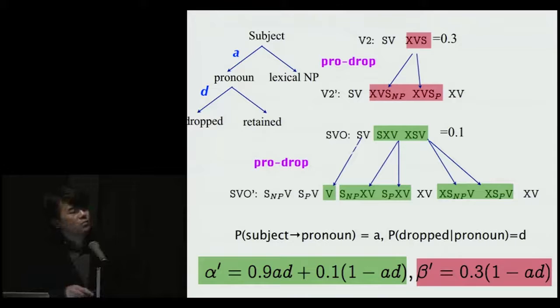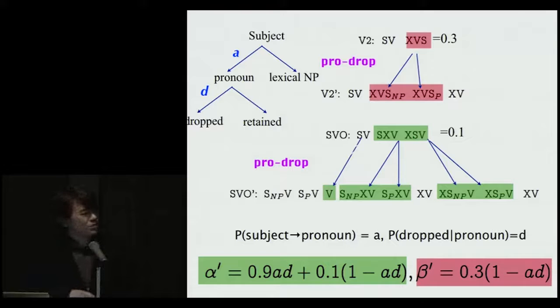Then this, I won't bore you with all the details. Basically, you see, if you happen to be a lexical NP, the subject stays. This still goes against SVO grammar. But crucially here, if you drop the pro, this is no longer inconsistent with SVO grammar.